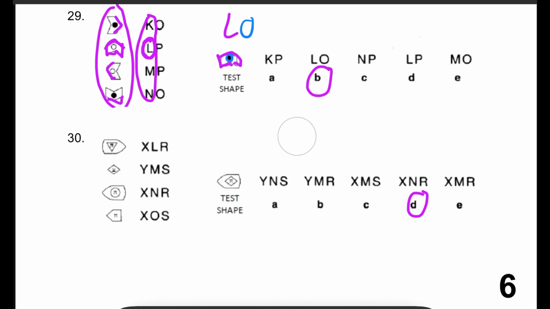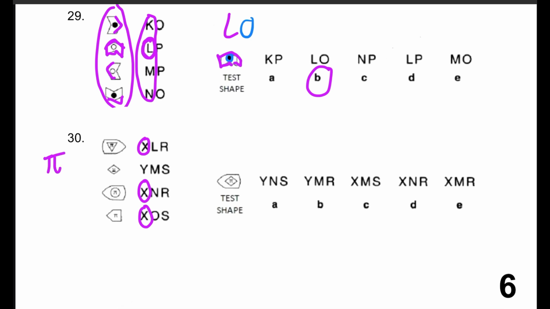Actually, sorry for this one. So the first letter, these three all have an X as the first letter, and that determines whether the pi is the right way up, or in this one, it's upside down. That had a Y. So in this one, it's the right way up, so it'll have an X as the first letter.